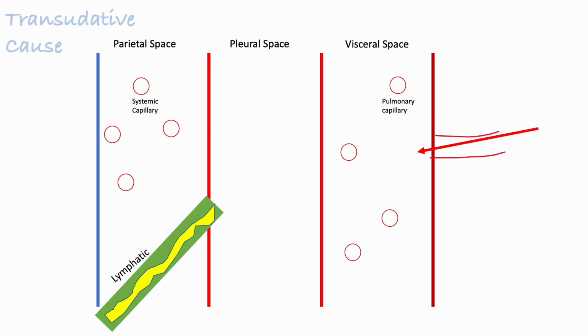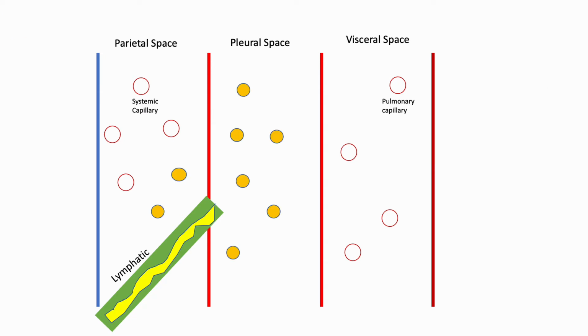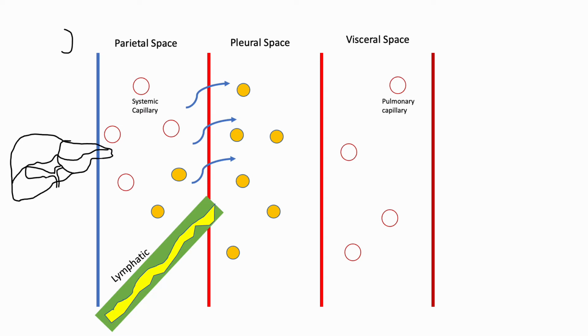With heart failure, the fluid backs up into the pulmonary capillaries. This causes increased pressure within that capillary and then pushes fluid into the pleural space. The other cause of transudative pleural effusion is the loss of oncotic pressure. With the loss of oncotic pressure, fluid moves from the capillary to the pleural space due to the process of osmosis. The two most common causes of this, again, will be liver failure and nephrotic syndrome.